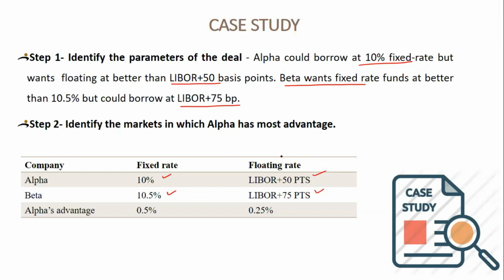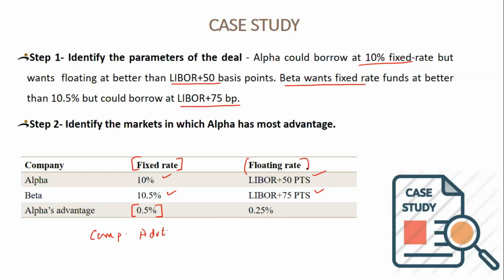Now the second step is identify the market in which Alpha has the most advantage. If we see here in the fixed rate market, Alpha has an advantage of 0.5% above Beta. This is what I meant by comparative advantage, right?